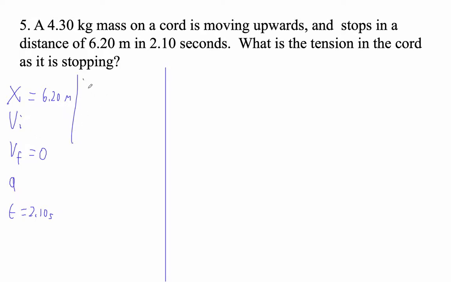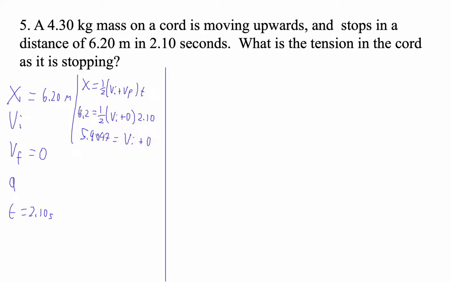So what I'm going to do is go x is 1/2 (vi plus vf) t, and I'm going to solve for vi, then solve for a. So 6.2 is 1/2 (vi plus 0) times 2.10. Now, when you do the math on this, you type 6.2, multiply by 2, divide by 2.10, and you'll have vi plus 0, which is 5.9047.